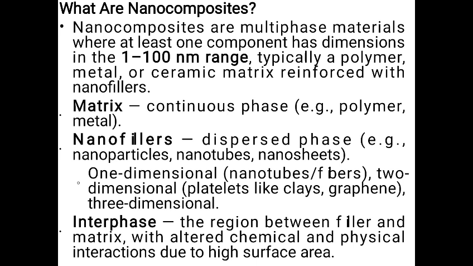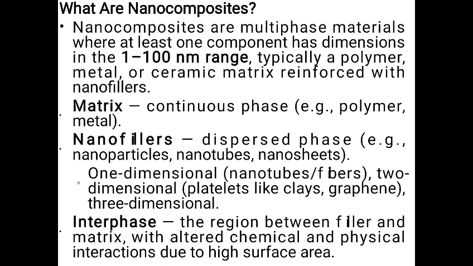What are nanocomposites? Nanocomposites are multi-phase materials where at least one component has dimension in the range of nanometers, that is 1 to 100 nanometer range, and it can typically be a polymer or a metal or a ceramic matrix reinforced with nanofillers. So it comprises of mainly the matrix material, the nanofillers and an interface between both.